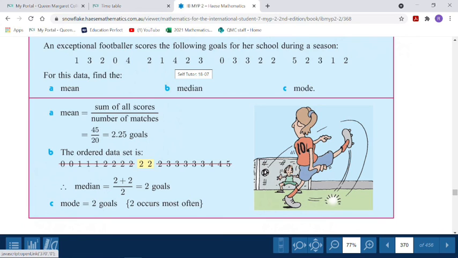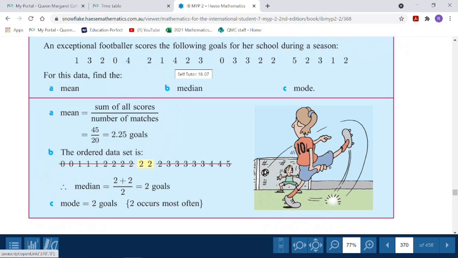The ordered data set, they put it in order. And the two numbers in the middle are 2. 2 plus 2 is 4 divided by 2, so 2 goals. So you see those two numbers are very close together. That does not always happen. That's why we take different measurements, because sometimes some numbers might be more accurate than others. And then finally, the one that occurs most frequently is 2. So in this case, most of the numbers came out to be 2 or very close to 2.